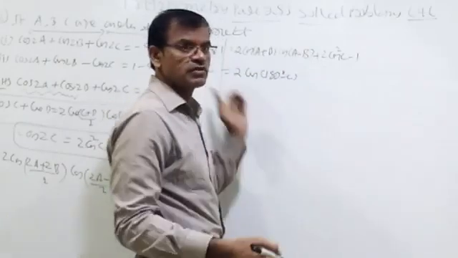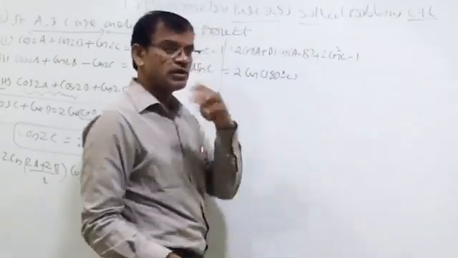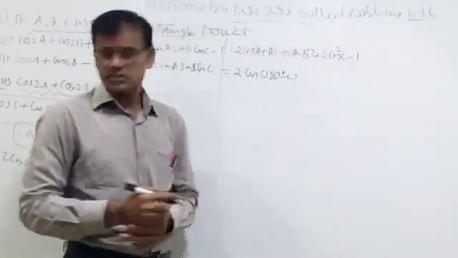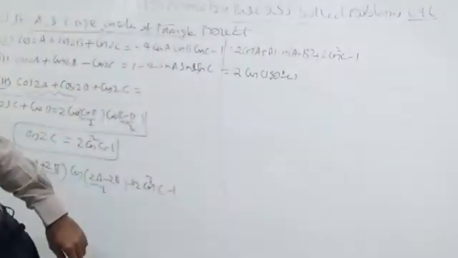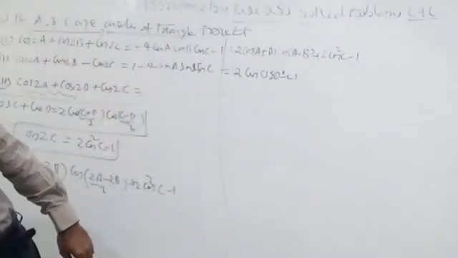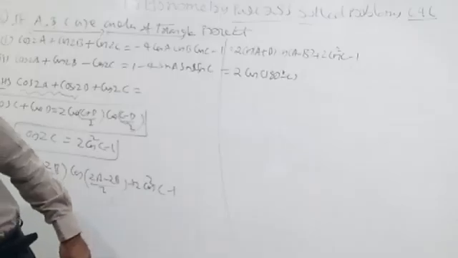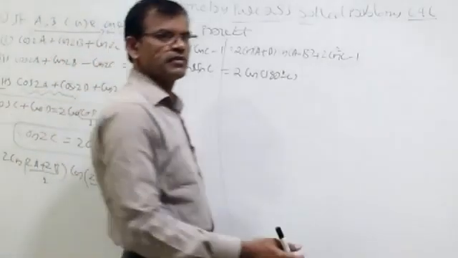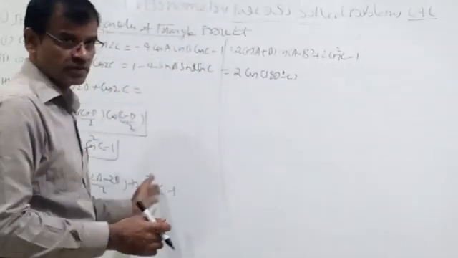Did you do this? The first question, you do in the exercise. In the exercise, first try yourself. Exercise 6 on page number 289 is there. Try the first two questions first, and complete these sums.